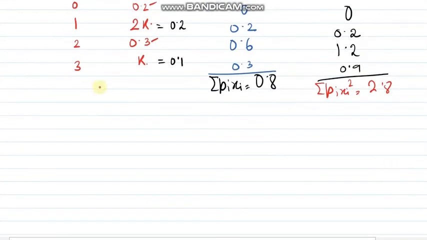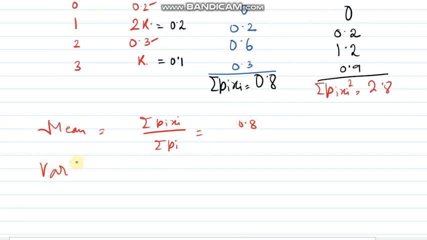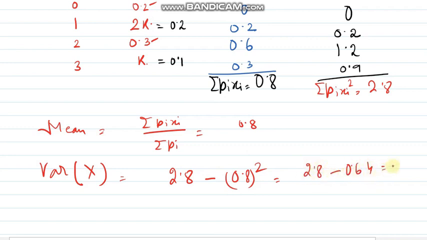So further, if I proceed and calculate the mean, my mean will be summation pixi divided by summation pi. What is summation pi? 1, you know. So the mean will be equal to 0.8. If I calculate the variance of x, using the formula properly, that will be 2.8 minus this whole square. So 2.8 minus 0.64, hence the answer will be 2.16. And if anyone asks for the standard deviation of x, this will be root over of 2.16.